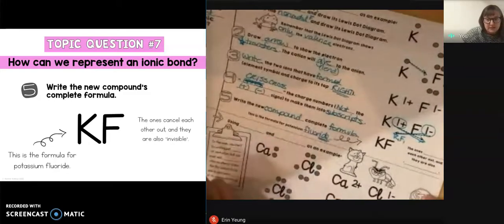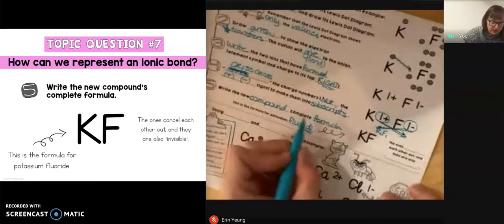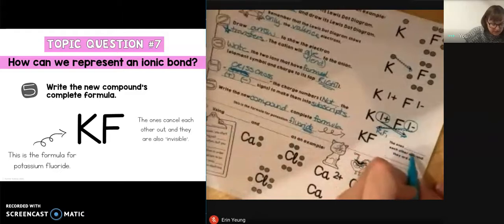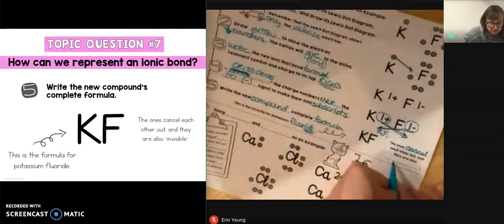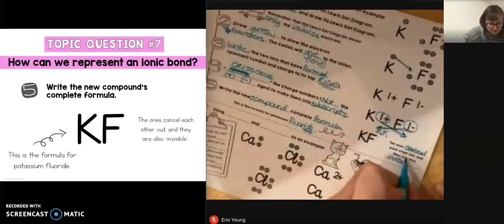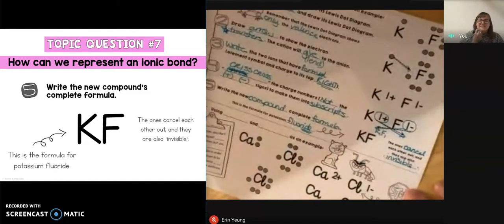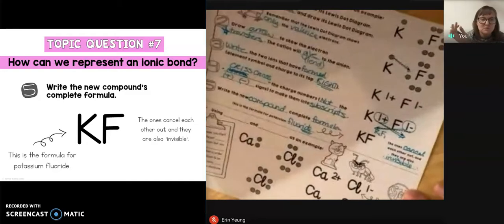Remember the IDE ending. And then the ones, here it says cancel out, which they do cancel each other out, and so they become invisible. But mostly it doesn't even have to cancel out. Anytime there's a 1, we don't write it.